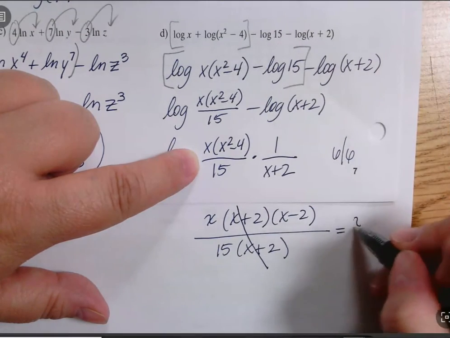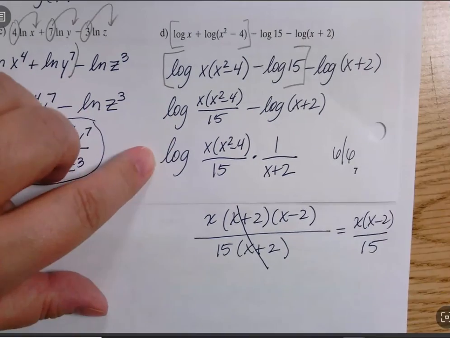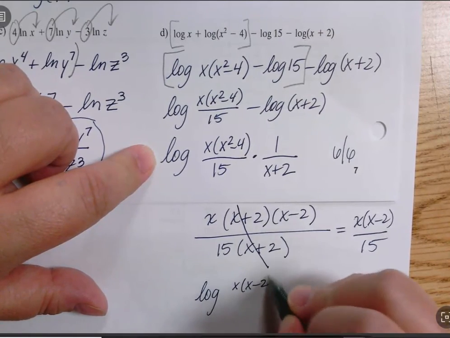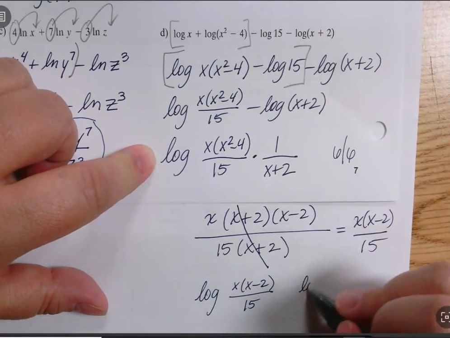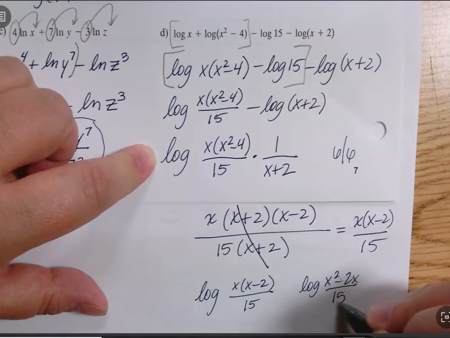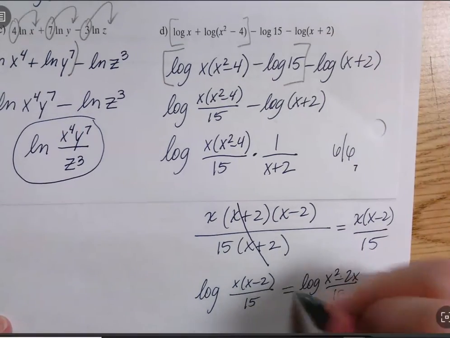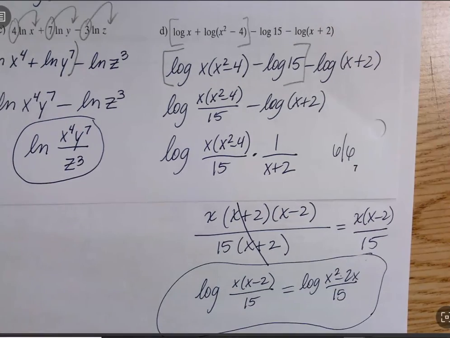So we have x times x minus 2 all over 15. So it's still got a log out front. So it's log of x times x minus 2 over 15. If you really wanted to, you could go ahead and do that if you wish. Same thing. Both of those are just fine, either way. There's my answer. So that one was a little bit more complicated.